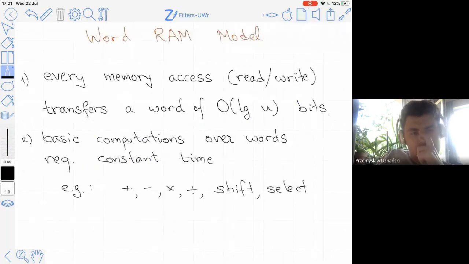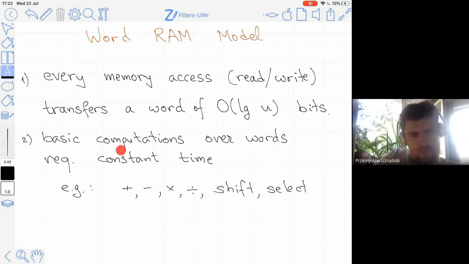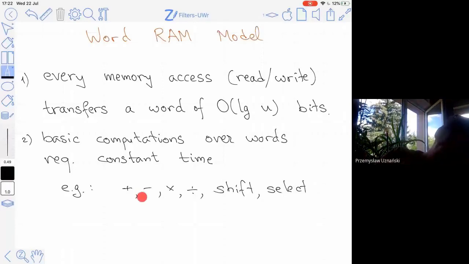The model of computation that we're talking about is called the word RAM model. Every memory access, either a read or a write, transfers a word, a block of bits of length log u. So you can read an element by one memory access, and all basic computations over words require constant time. Namely, you can do addition, subtraction, multiplication, division, shifting, selecting, and stuff like that in constant time.